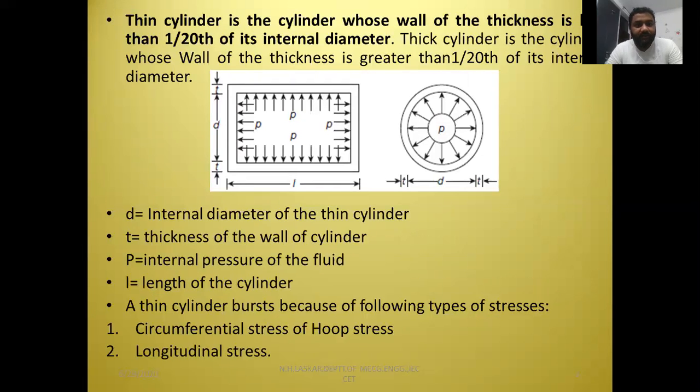Now look at this. What is a thin cylinder? A thin cylinder is a cylinder whose wall thickness is less than 1/20th of its internal diameter. And the thick cylinder is a cylinder whose wall thickness is greater than 1/20th of its internal diameter. This is the basic difference.